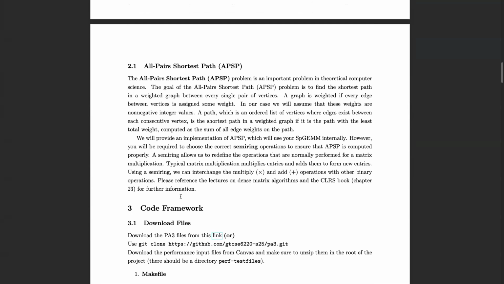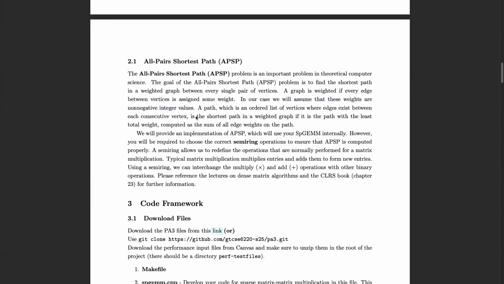Yeah, and then the second part is just talking about all pair shortest paths. So all pair shortest paths is you have a graph, and you want to find the shortest path in the weighted graph between every pair of vertices. Weighted graphs are just graphs where every edge between the vertices has some weight, and here we're going to assume that they're non-negative integers. And then a path is just a list of vertices where there's an edge connecting every consecutive pair of vertices.